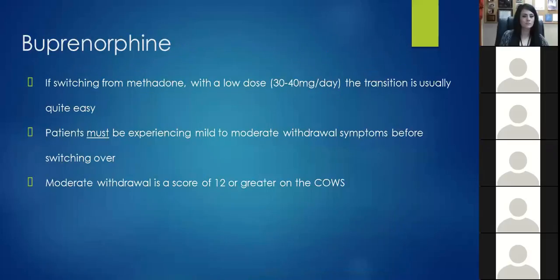Okay, so then moving on to buprenorphine. If you're going to switch to it, normally you want a low dose of methadone, because methadone has much stronger effects. If you try to switch to buprenorphine, which is quite strong, you might cause some withdrawal symptoms if you make the transition. One thing to know for buprenorphine is you have to be experiencing some sort of withdrawal in order to get started on it. Normally this is assessed with the COWS score, and it's considered to be a score of 12 or greater.